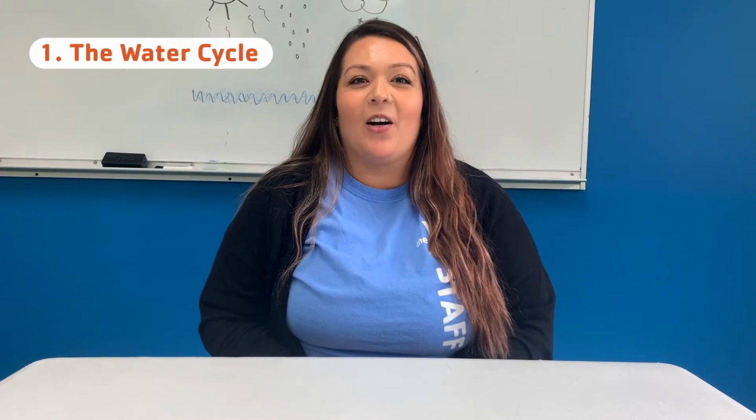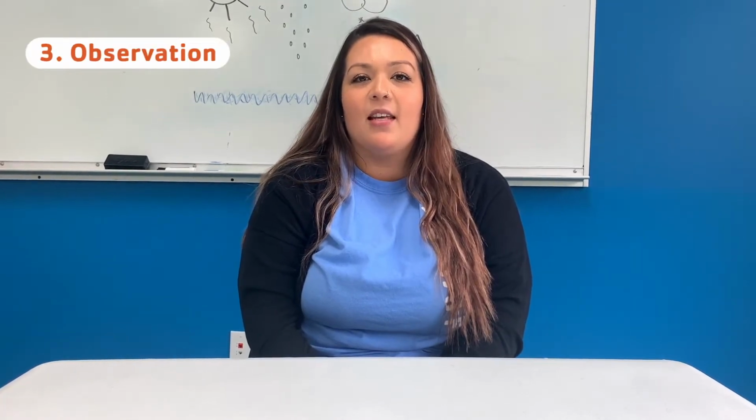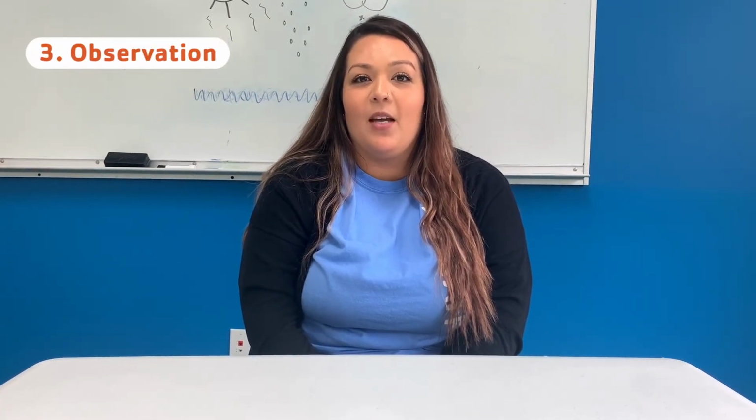So in order to start this lesson, there are some important vocabulary words that we should be familiar with before we commence. The first one is the water cycle. The water cycle describes the continuous movement of water on, above, and below the Earth's surface. The second vocab word is atmosphere. Atmosphere is the blanket of gas that surrounds the Earth. Vocab word number 3 is observation, and this is the act of taking notice of something or someone.